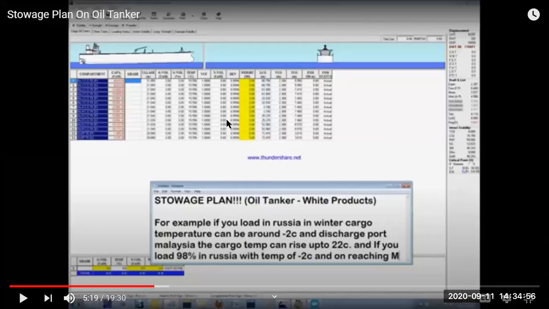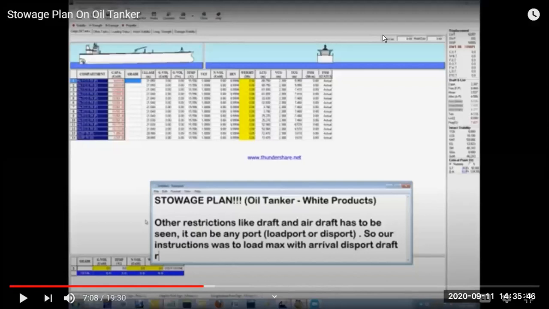If you are loading in Russia in winter and you have a cargo temperature of -2 degrees centigrade, and the discharge port is Malaysia where cargo temperature can rise up to 22 degrees, then if you load fully in Russia at -2, on reaching Malaysia your tank will overflow because of the expansion of the cargo. So we have to keep the highest temperature of the voyage, including the discharge port.